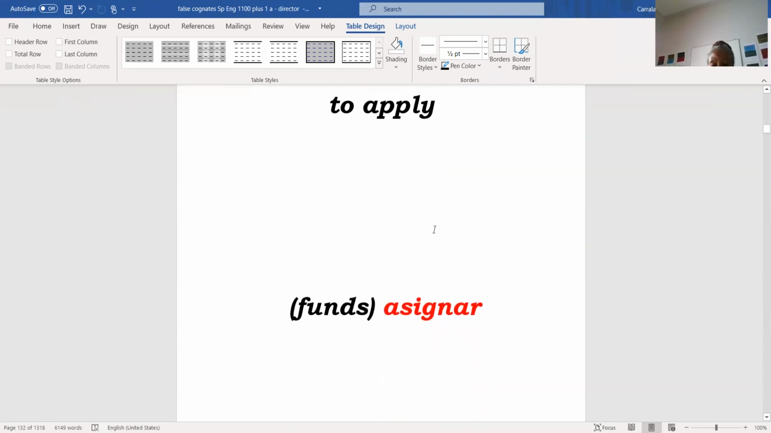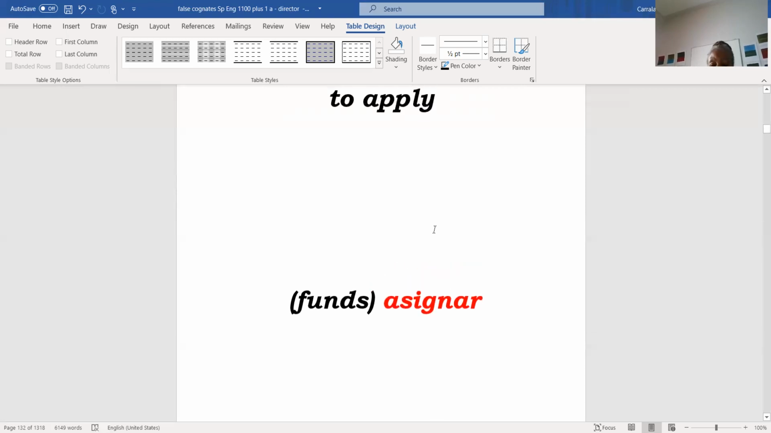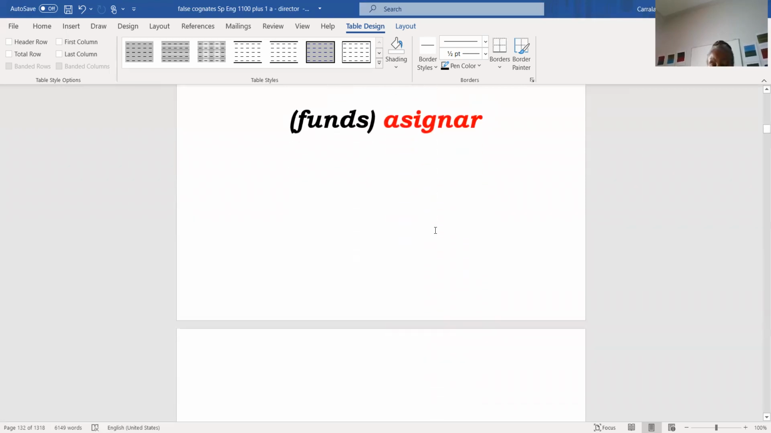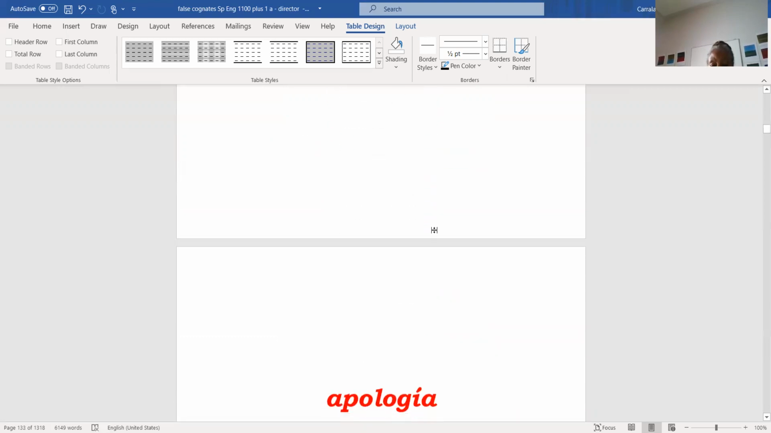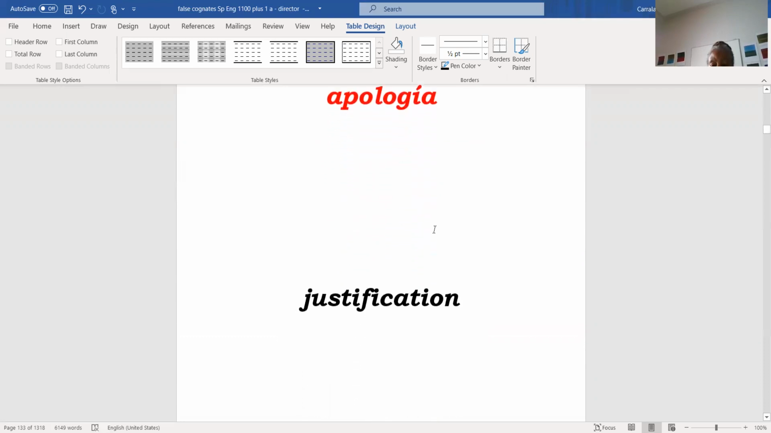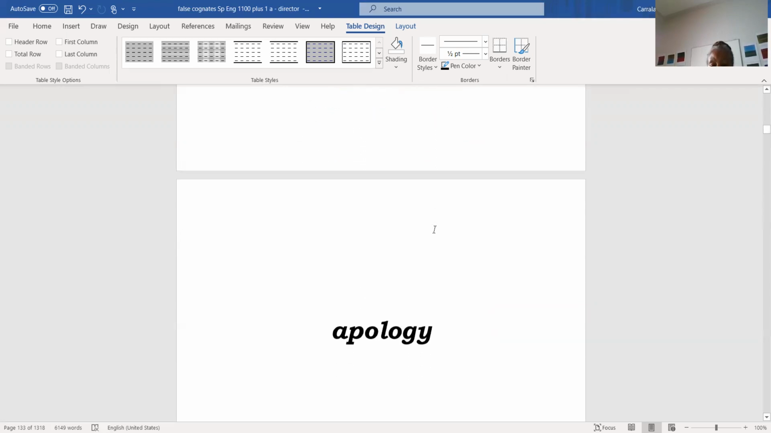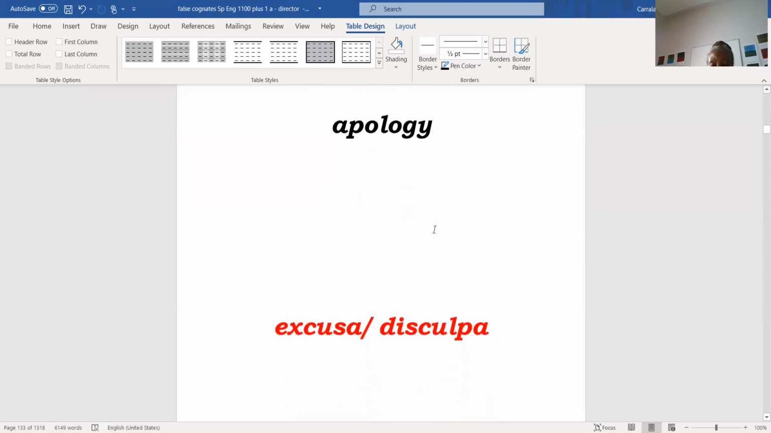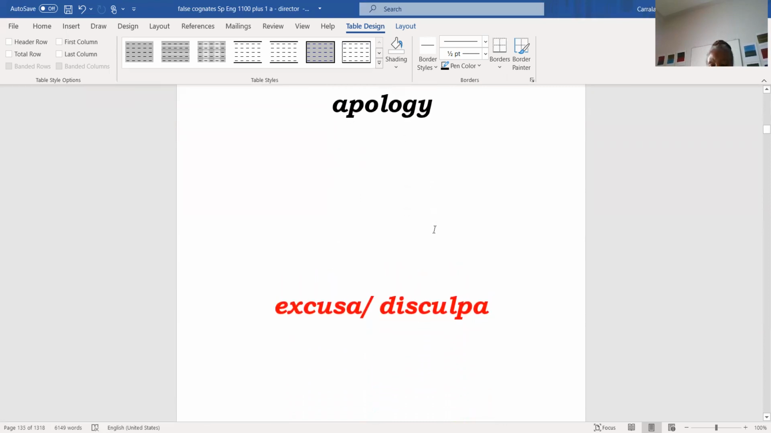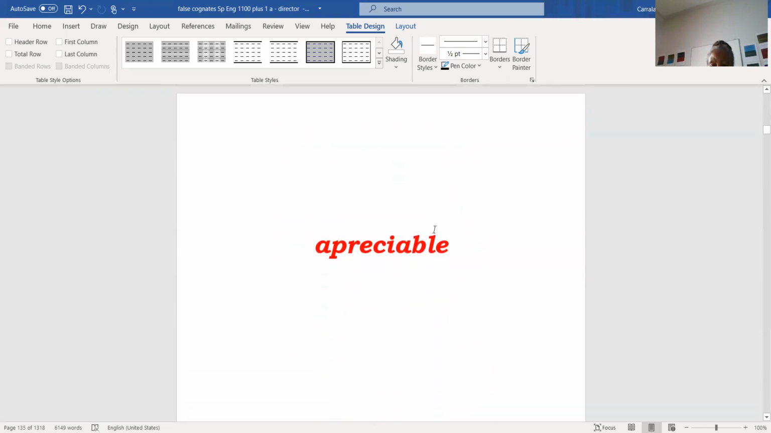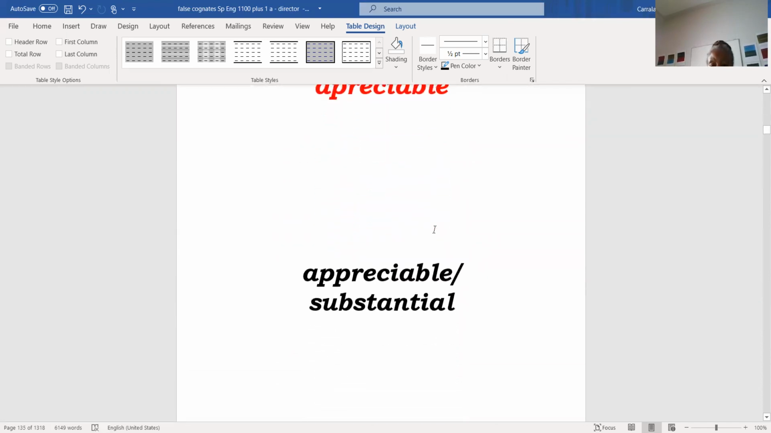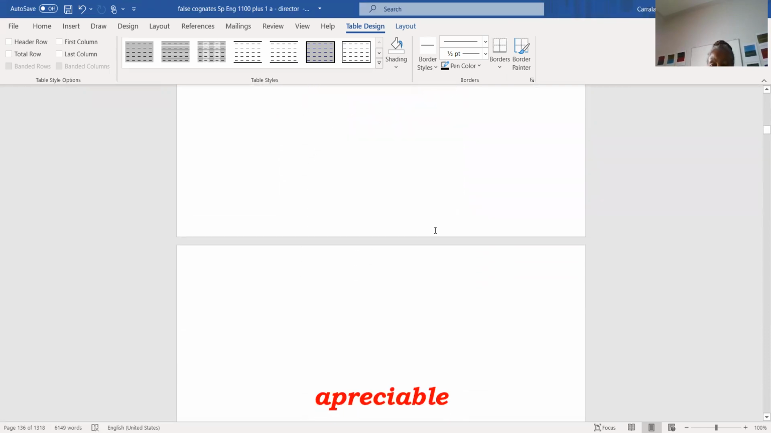Black is English, and the red is how you would say that same word in Spanish. So apology in Spanish would be una excusa, una disculpa. Deseable.